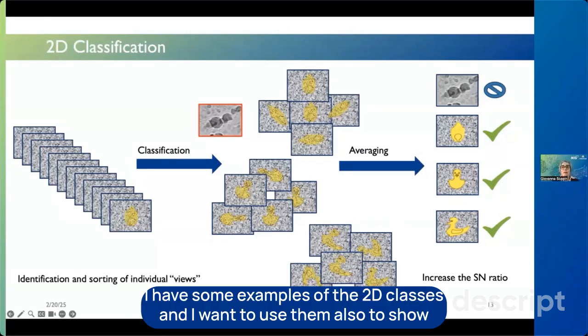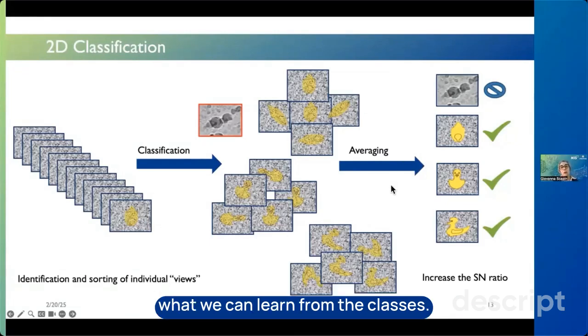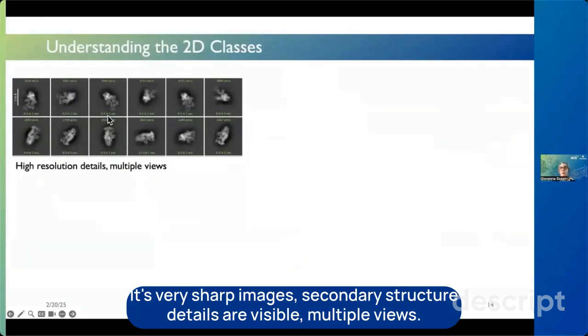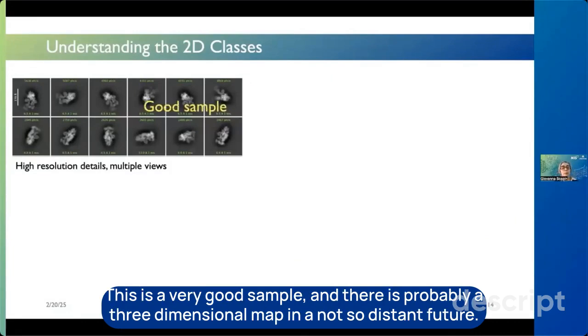I have some examples of the 2D classes, and I want to use them also to show what we can learn from the classes. I wish that all my samples would look like this. It's very sharp images, secondary structure details are visible, multiple views. This is a very good sample, and there is probably a three-dimensional map in a not so distant future.